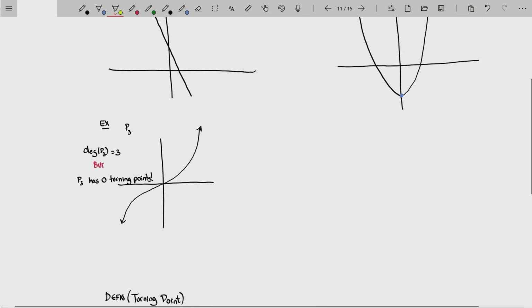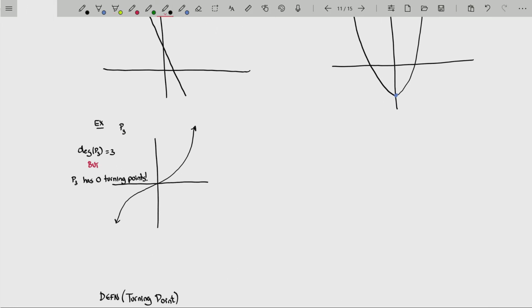But I can create a third degree polynomial, so I'll call it p sub 3 bar, that does have 2 turning points. This is still a third degree polynomial, and it has 2 turning points right here and right here, local maximum and the local minimum. So it is true that you can have 0 turning points or up to n minus 1 turning points for an nth degree polynomial.